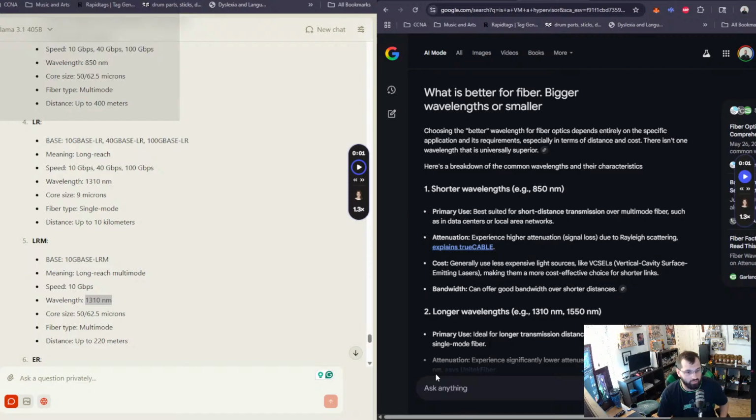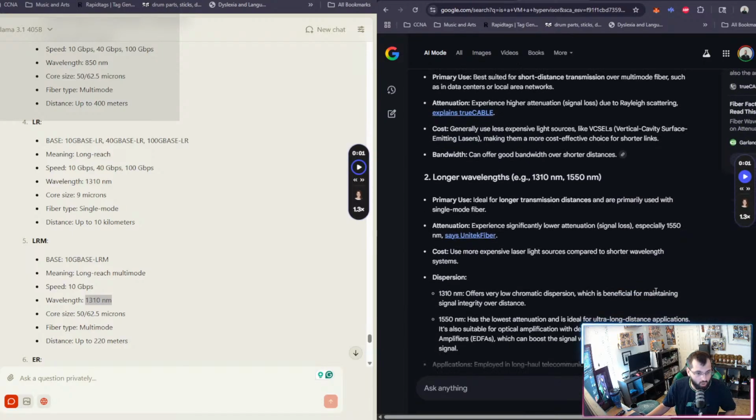Choosing the better wavelength for fiber optics depends entirely on the specific application and its requirements, especially in terms of distance and cost. There isn't one wavelength that is universally superior. Here's a breakdown. Shorter wavelengths are suited for short distance transmission over multi-mode. They experience higher attenuation, signal loss, and cost is generally less expensive. That makes sense. They can offer good bandwidth.